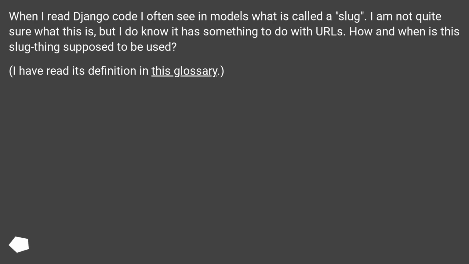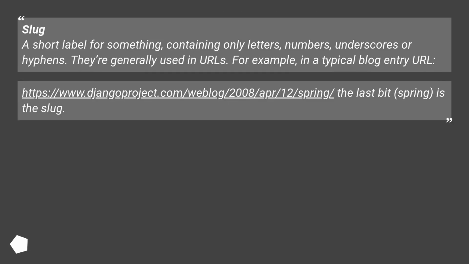I have read its definition in this glossary. Slug: a short label for something, containing only letters, numbers, underscores or hyphens. They're generally used in URLs. For example, in a typical blog entry URL, the last bit is the slug.